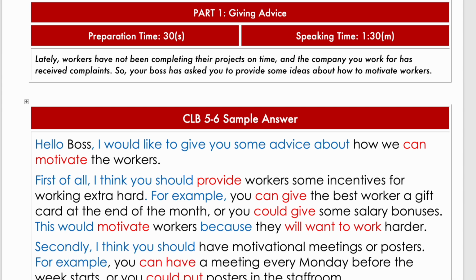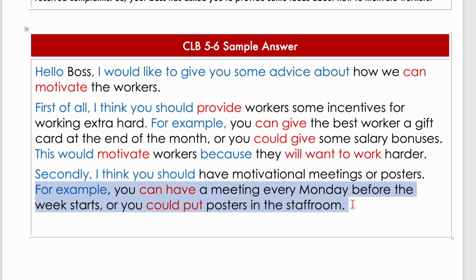So maybe let's give an example here. For example, you can have a meeting every Monday before the week starts. Good idea. Yes. Or you could put posters in the staff room. The posters need to say something about motivation. Work hard because you are a good worker, for example. Or think positive. That's a good motivational poster. Okay? So, why is this good?